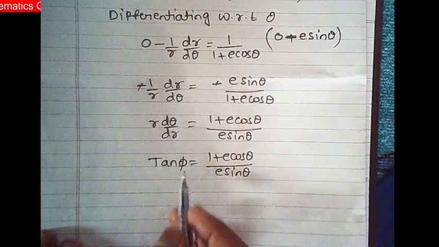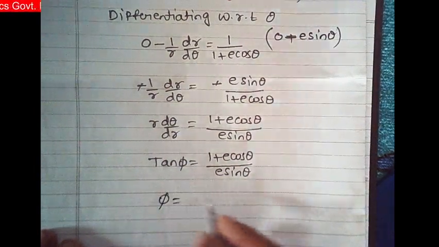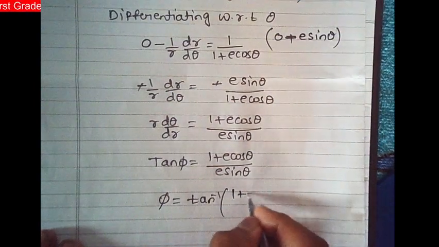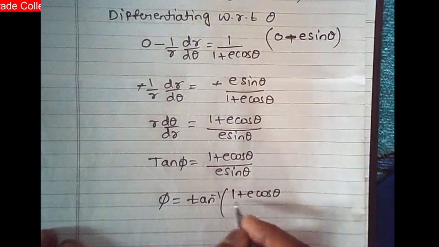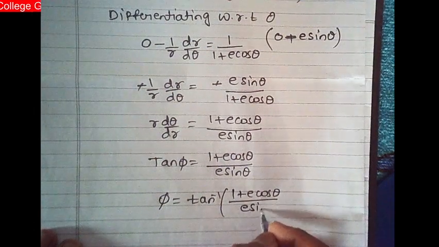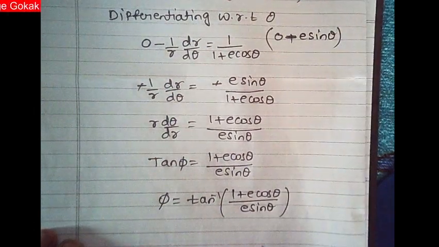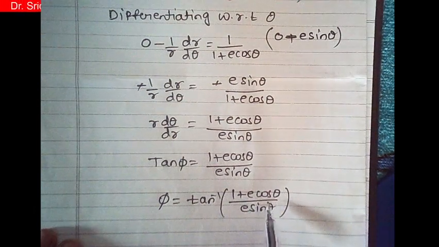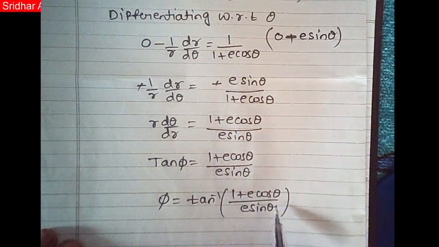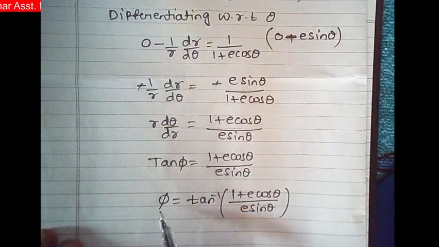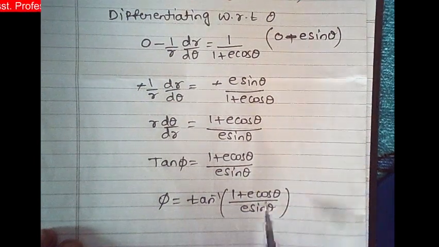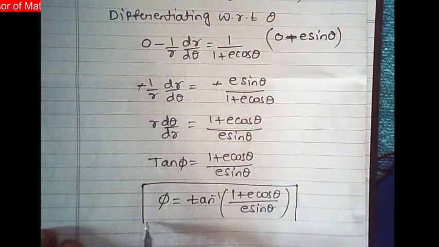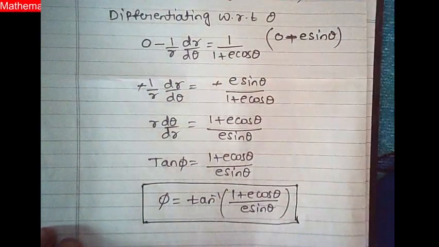Now we want phi, so phi is equal to tan inverse of (1 + e cos theta) divided by e sin theta. Now this 1 + e cos theta cannot be simplified, therefore we write this phi as it is. So this is the required angle between the radius vector and the tangent.